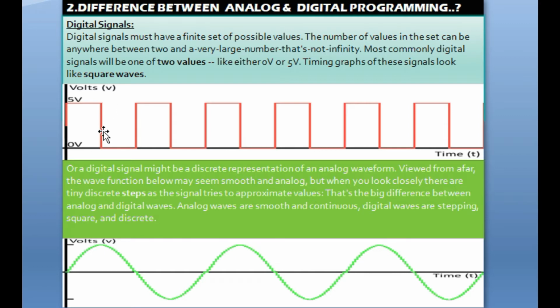Digital means dependent on digits, while analog changes smoothly every second or every nanosecond in practical life. So friends, let's go to the definition of a digital signal. A digital signal must have a finite set of possible values. The number of values in the set can be anywhere between 2 and a very large number that is not infinity. Most commonly, digital signals will be one of two values, either 0 volt or 5 volt. 0 volt means the off condition, and 5 volt is the maximum level, when your load is on. These are the two conditions.